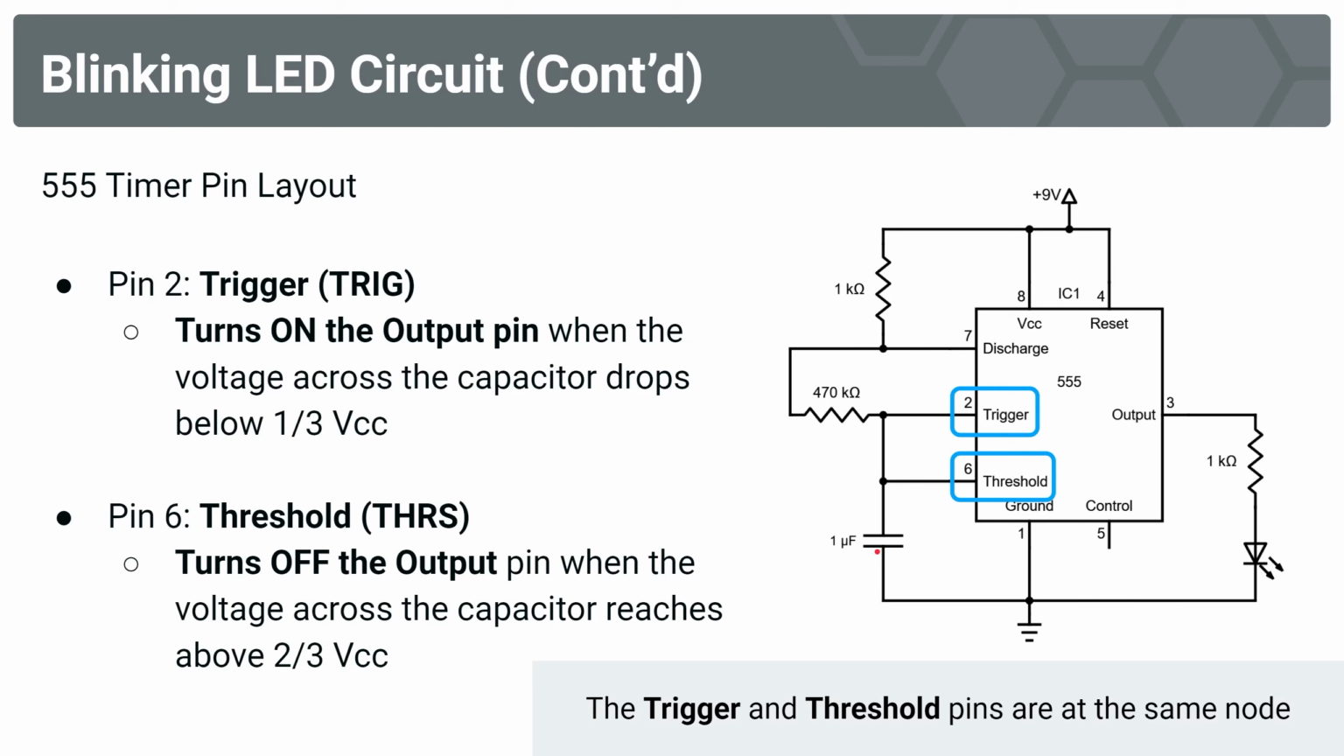The same is true for the threshold pin. The threshold pin is going to turn off the output pin when the voltage across the capacitor reaches 2/3 VCC, when the capacitor reaches 2/3 of its full charge. Again, the threshold pin is at the same node as this terminal of the capacitor. When the capacitor reaches 2/3 VCC, so will the threshold pin.